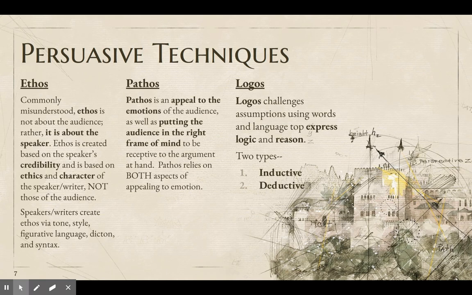Deductive works the other way. Deductive is when I begin with the evidence and sort of trail into a conclusion based on what there is there. It's kind of like what a police officer does when he is solving a crime. They find the clues and then they put it together at the end. So inductive and deductive. We're going to be doing inductive mostly in this class.